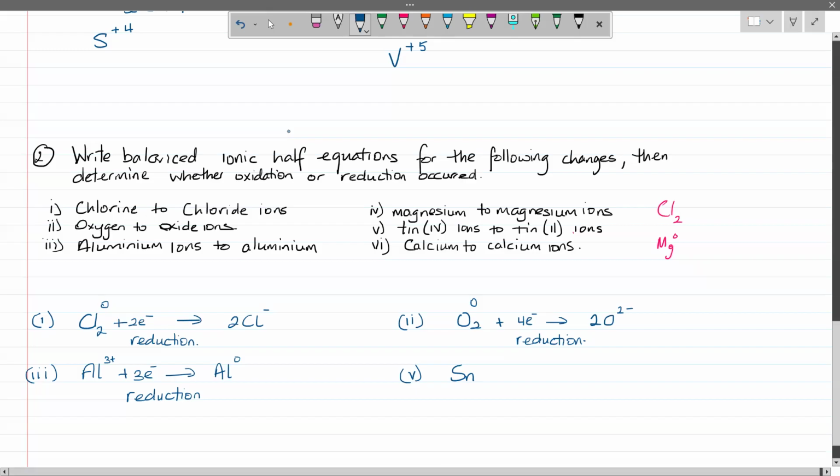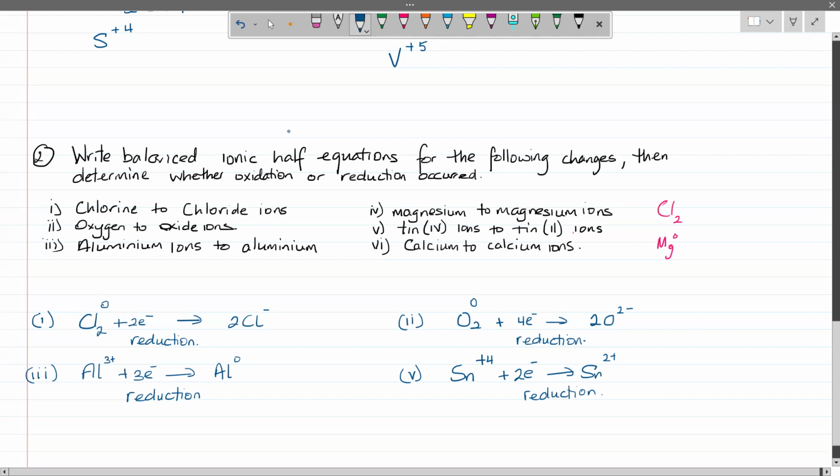The Roman numerals usually give you an idea of what the oxidation number would be. So this is a +4, and it's going to Sn2 plus. So it gains electrons as well in order to reduce the oxidation number. Notice all of them, the oxidation number is going down, right? 0 to negative, 3 plus to 0, 0 to 2 minus, plus 4 to plus 2, right? All of these are examples of reduction, right? So that's 1, 2, 3, 4.